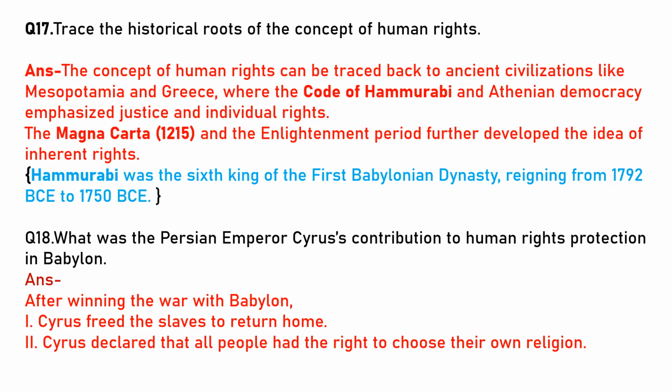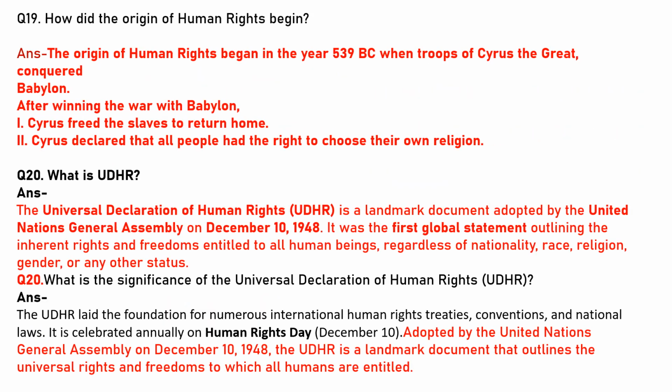What was the Persian Emperor Cyrus' contribution to human rights protection in Babylon? In the previous question, we talked about the Cyrus Cylinder, which is considered the first human rights law. So what did he do? After winning the war with Babylon, Cyrus freed the slaves to return home. Cyrus declared that all people had the right to choose their own religion. What a good man he was.